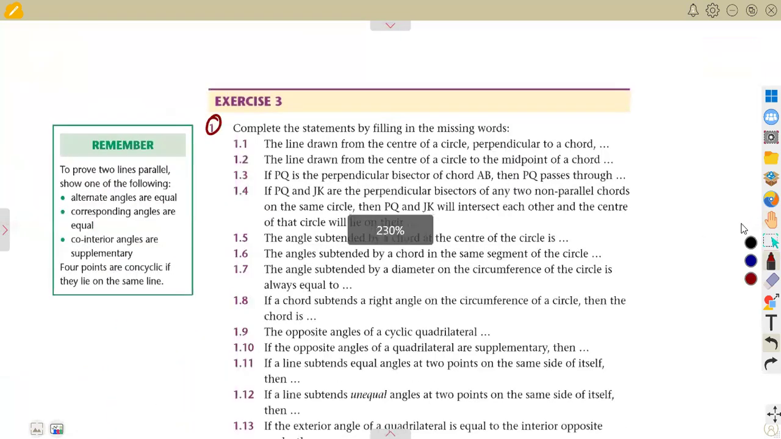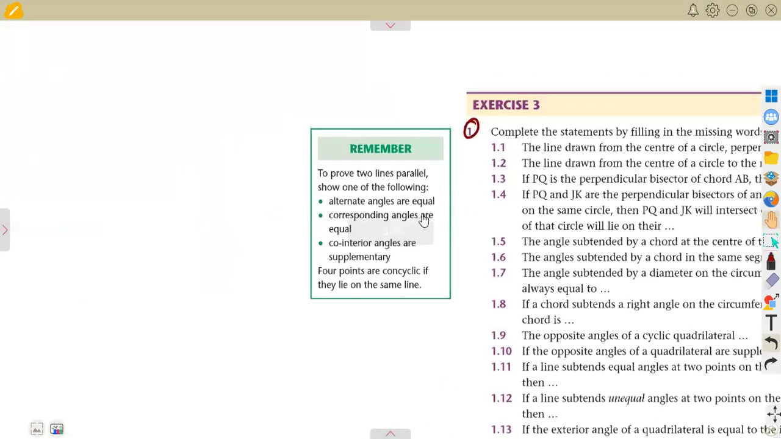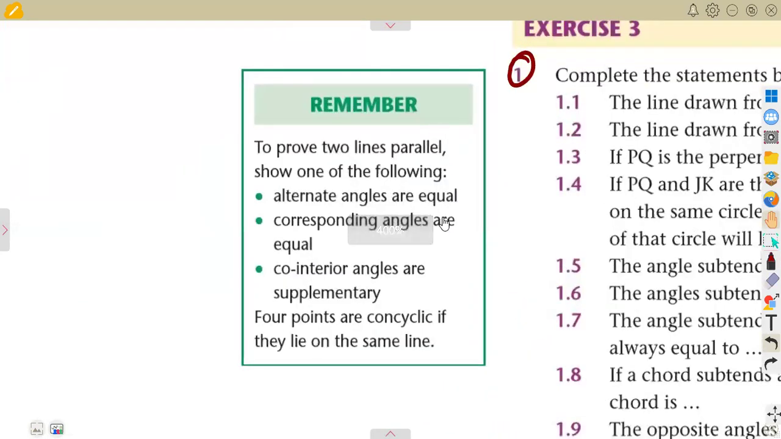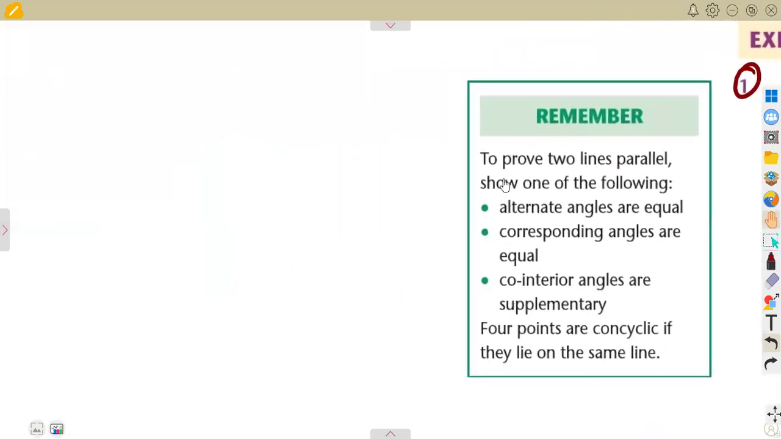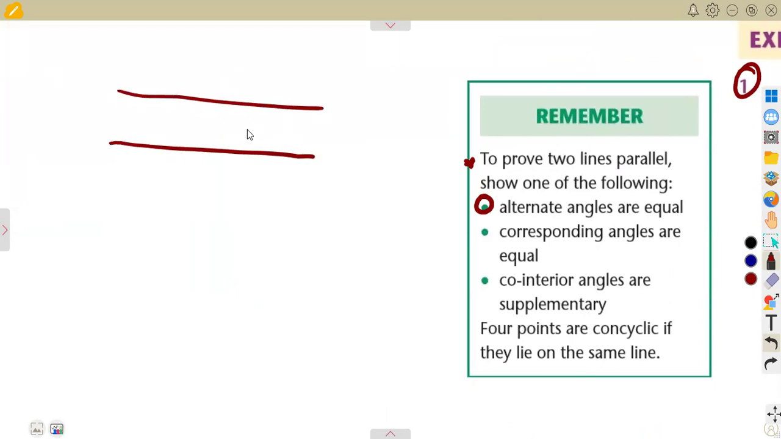We're going to see this exercise, but I just want you to remember that whenever you are dealing with Euclidean geometry, to prove two lines parallel, you can show one of the following. This is not part of this exercise, but I want you to remember it. Alternate angles are equal. If you are dealing with parallel lines and you do not know that they are parallel, but there's a certain line that is drawn, remember alternate angles are those that create a Z.